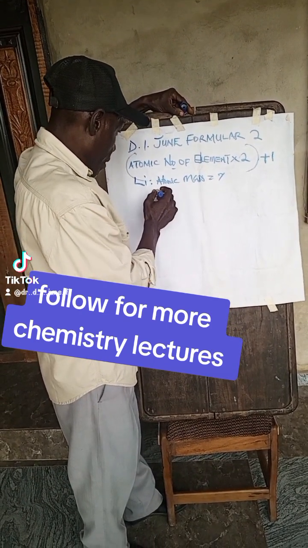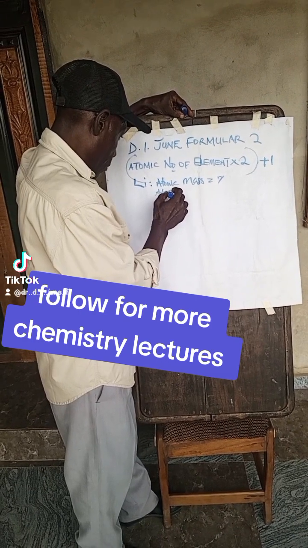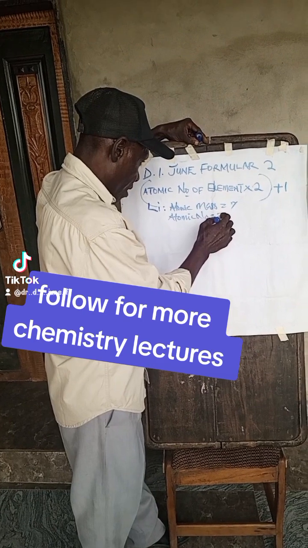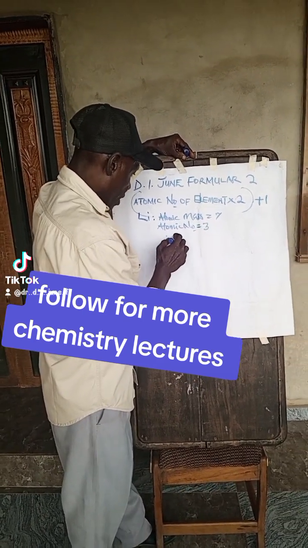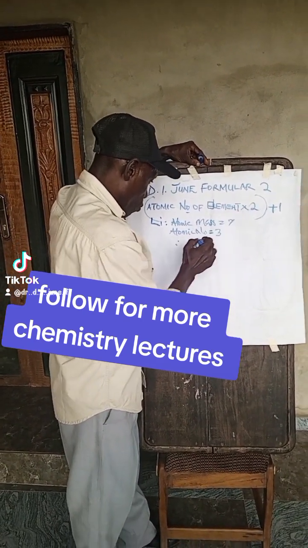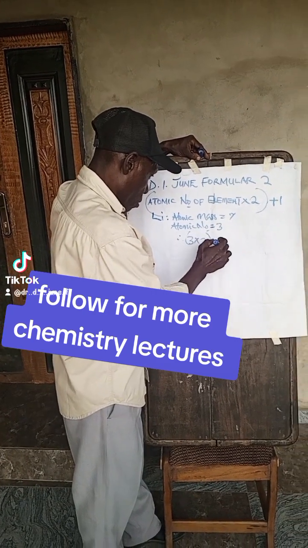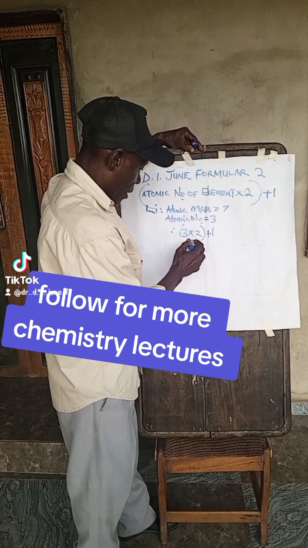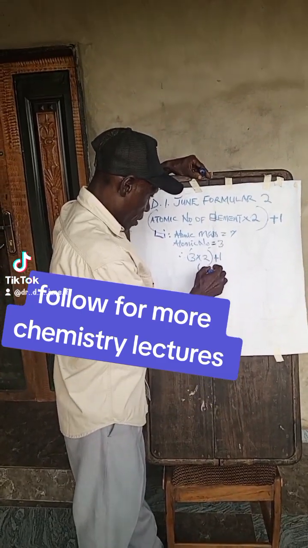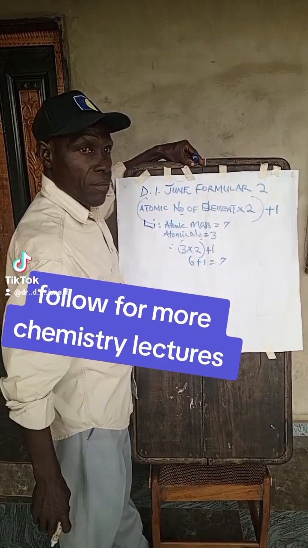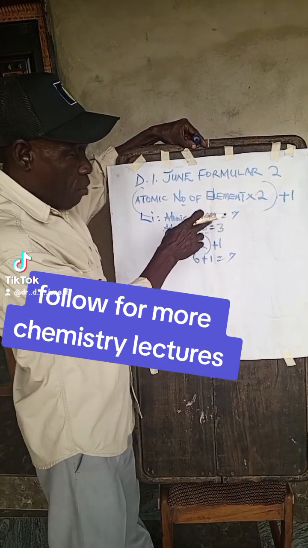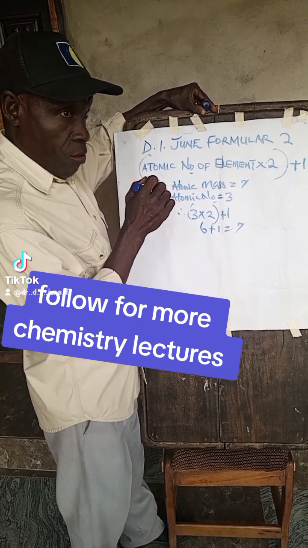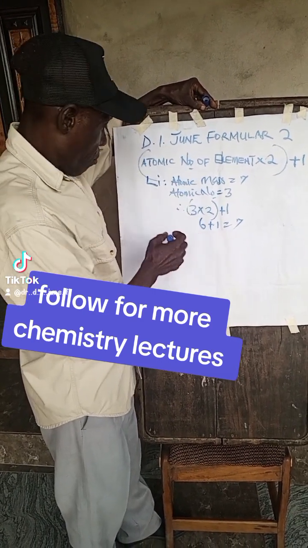See the atomic number. Atomic number is equal to 3 here. So therefore this 3 times 2 plus 1. 3 times 2 is 6 plus 1 is equal to 7. So we can see that it corresponds with atomic mass. Now the next one, which is odd number, is boron.